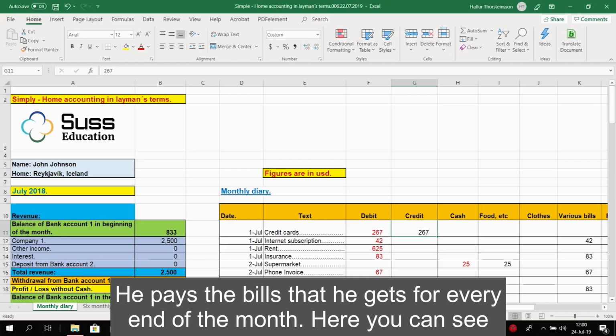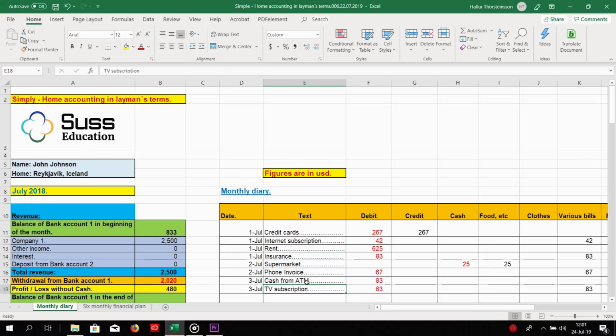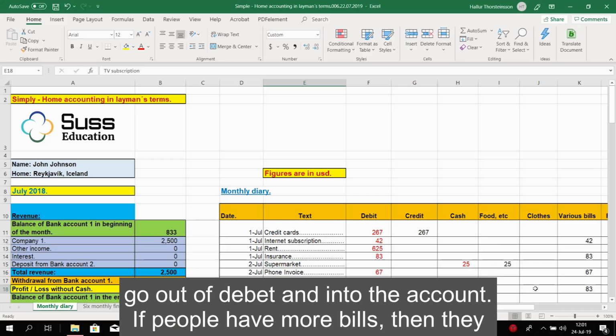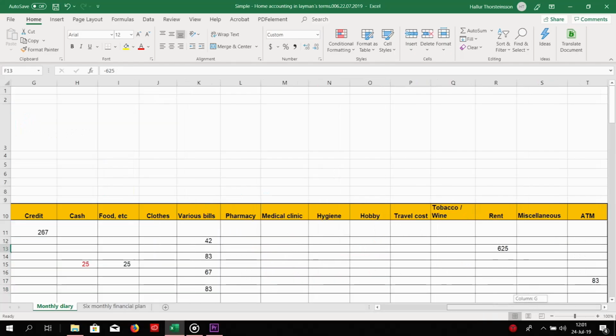He pays the bills that he gets for every end of the month. Here you can see, for example, internet, insurance, phone bills, and subscriptions. They go out of debit and into the account. If people have more bills, then they would do the same. Rent goes out of the debit, $625, and into the rent account.